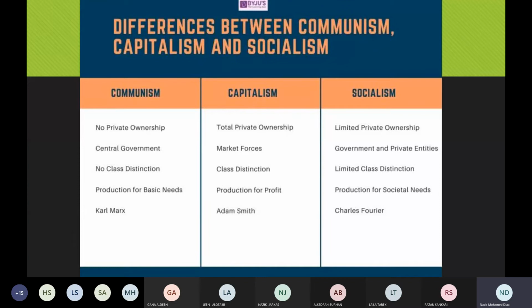Communism was invented, and it's out of your book, don't study it, by Karl Marx. Karl Marx invented communism in the Soviet Union. Adam Smith in America invented capitalism. Charles Fourier invented socialism, which is between communism and capitalism together.